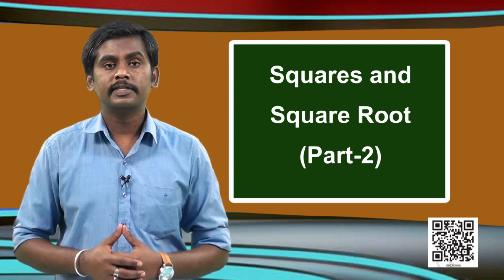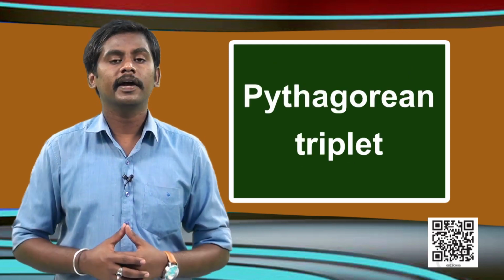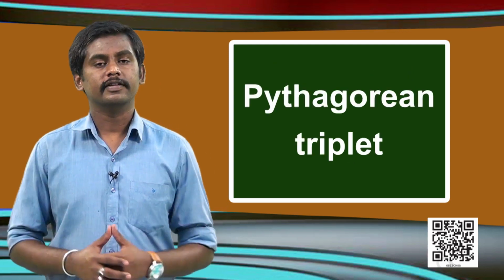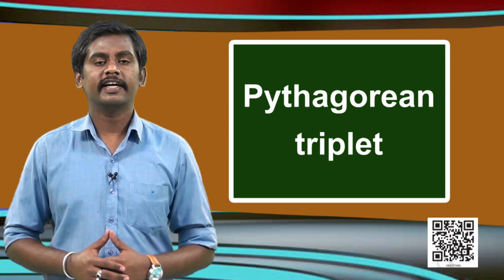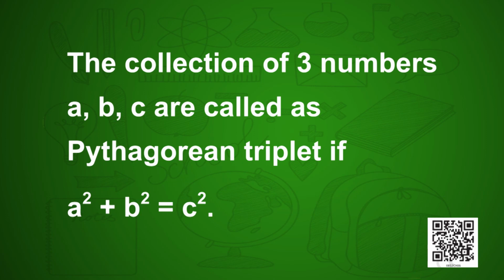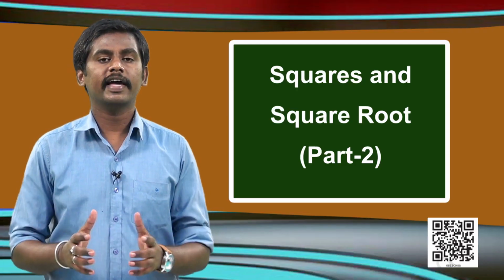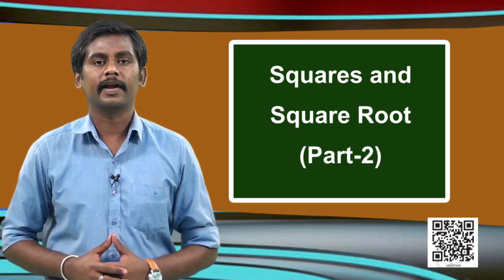Now, let us observe a collection of 3 such special numbers called Pythagorean triplet. Students, now let us observe the definition of Pythagorean triplet. The collection of 3 numbers A, B, C are called a Pythagorean triplet if A square plus B square is equal to C square.